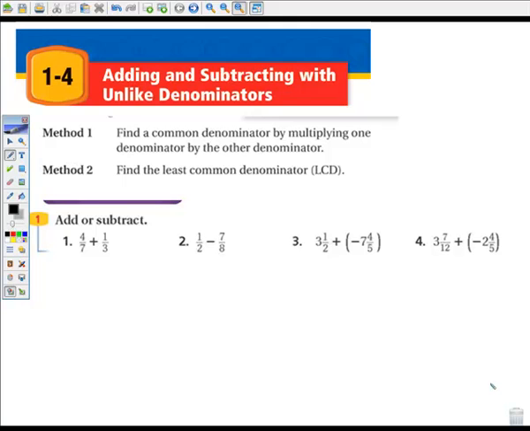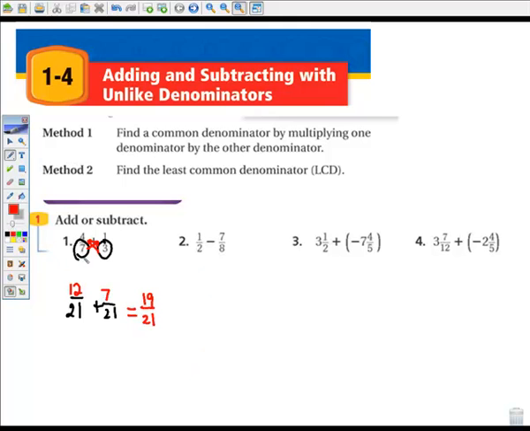So first we have the fractions 4/7 plus 1/3. If I use method 1, then technically all I'm doing is multiplying 7 times 3 to get 21. And then I simply have to multiply on the diagonals. 7 times 1 is 7, and 3 times 4 is 12. So now I'm adding the 12 and the 7. 12 plus 7 is 19, and it's 19 over 21.